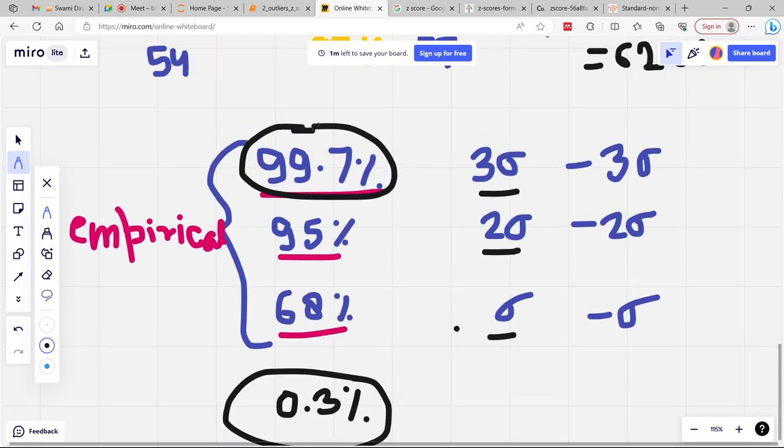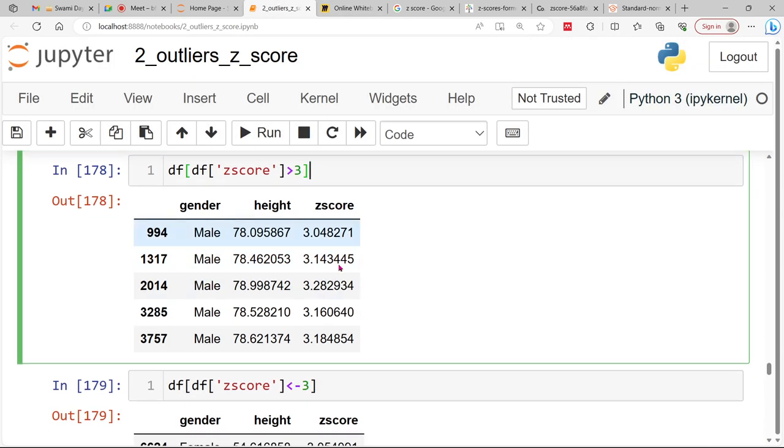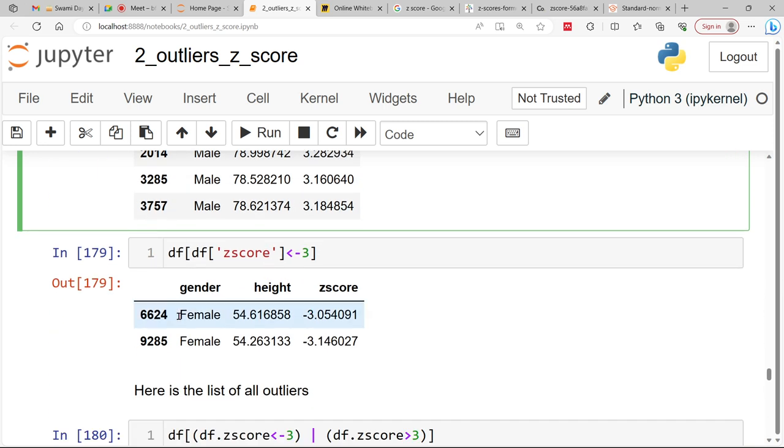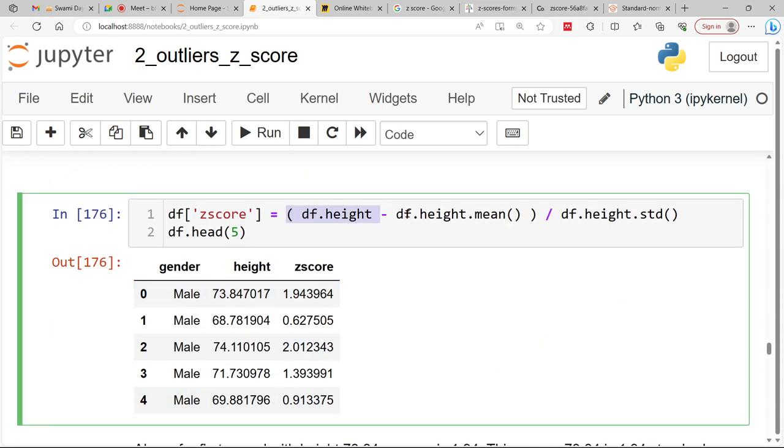So once you have chosen this formula, means you have selected Z as a 3, right? As a 3, you had selected on both sides. Now, if you are selecting this 3, means beyond 3, you are discarding these values. So here we have 1, 2, 3, 4, 5. These 5 elements we are going to remove. And when we have Z less than minus 3, these 2 candidates are having less than minus 3 Z score, because here in the next column we have calculated using this formula.